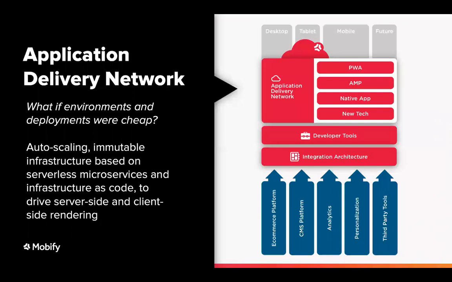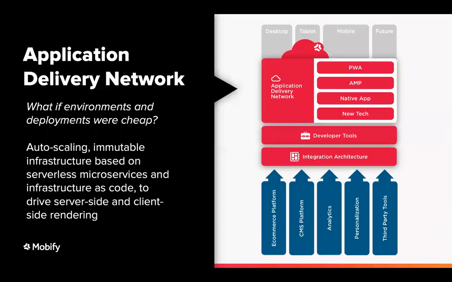They're auto scaling. They're all production grade. They're meant to be immutable, which is an important concept, so that you're trying to make sure you don't accidentally change any of the elements of a deployment at a given time. And these are all based on serverless microservices and infrastructure as code, so that we can drive a lot of the server-side and client-side rendering and take care of a lot of the auto scaling, so that your team doesn't have to worry about how to keep this thing up and running and how to make sure you can scale it up to meet your holiday traffic as you go forward.